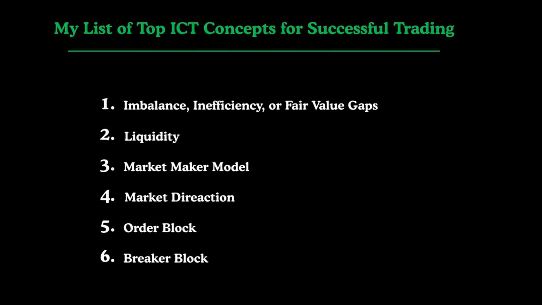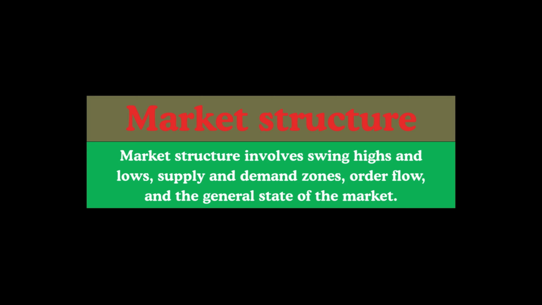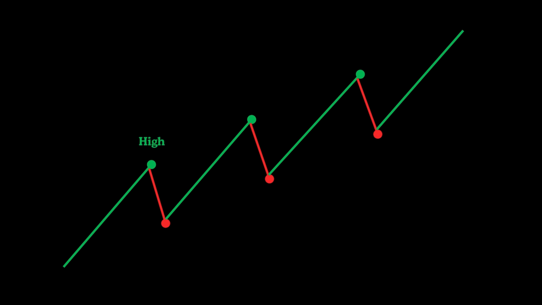The final concept we'll cover is market structure. Market structure involves swing highs and lows, supply and demand zones, order flow, and the general state of the market. There are two types of market behavior: trending markets and ranging markets. In an uptrend, as the name suggests, the market moves towards the upside, creating new higher highs and higher lows. Here you see an ideal ascending structure. The ideal means that the market respects the lows and continues pushing upwards.